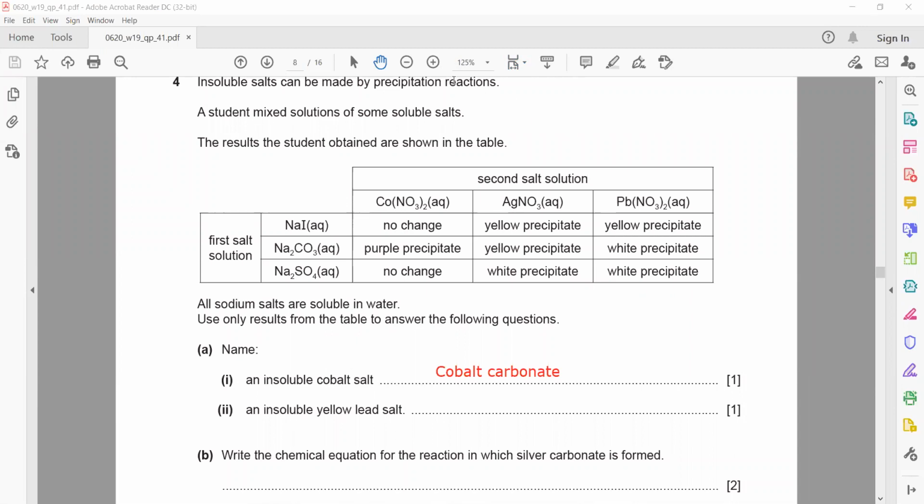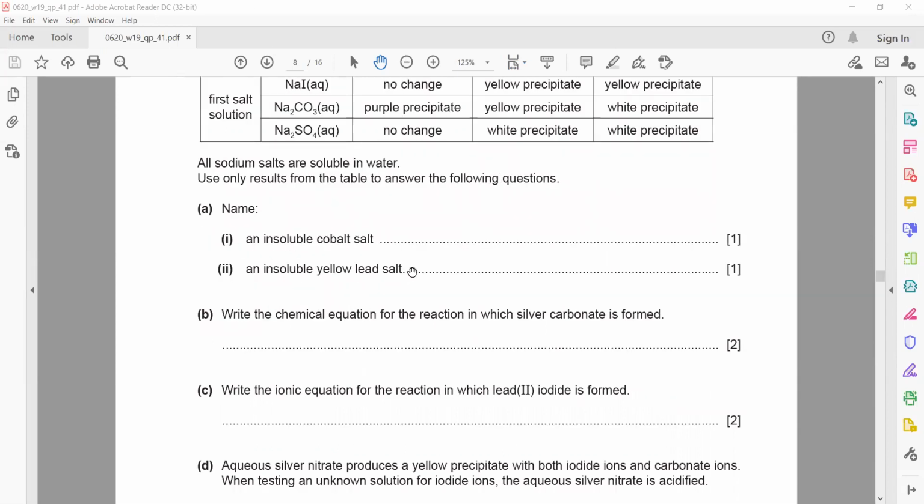Write a chemical equation for the reaction in which silver carbonate is formed. So the reaction which forms silver carbonate. Silver nitrate is mixed with sodium carbonate. So it will form silver carbonate. So what will be the equation? The full equation.